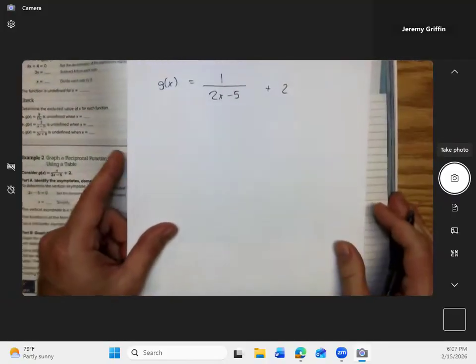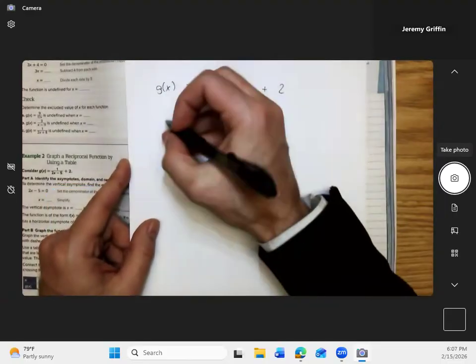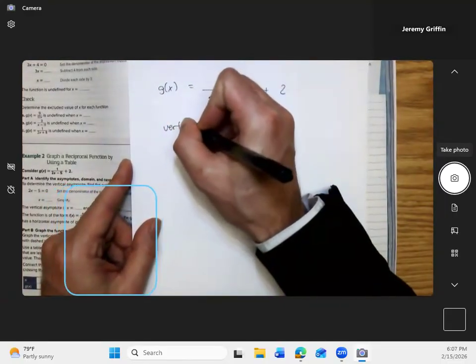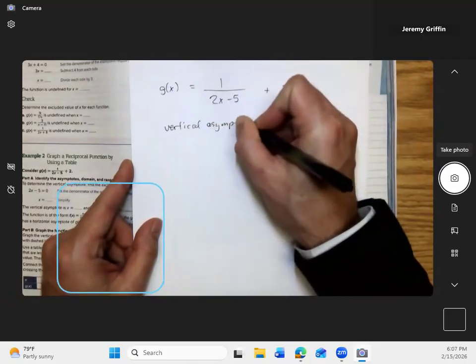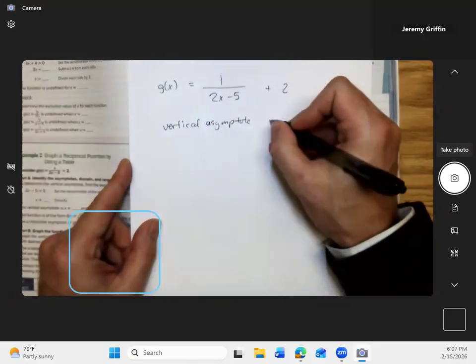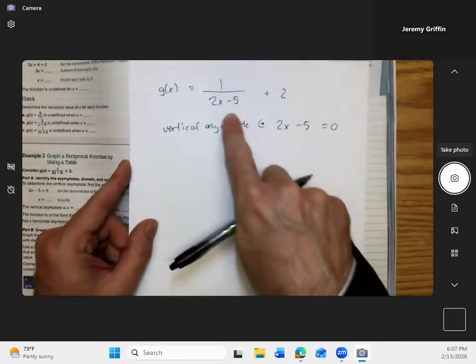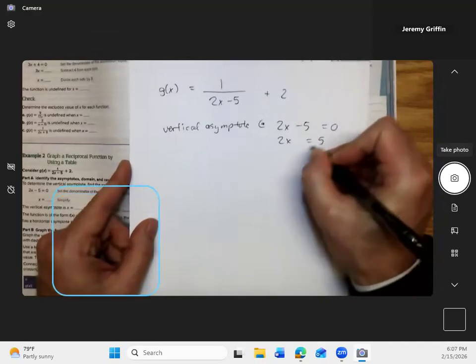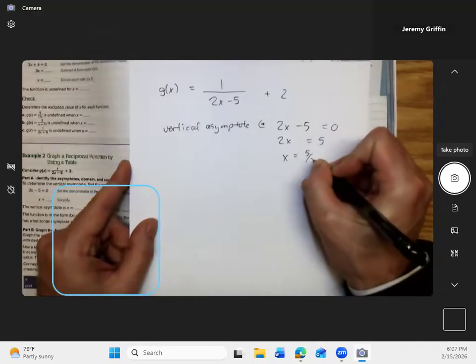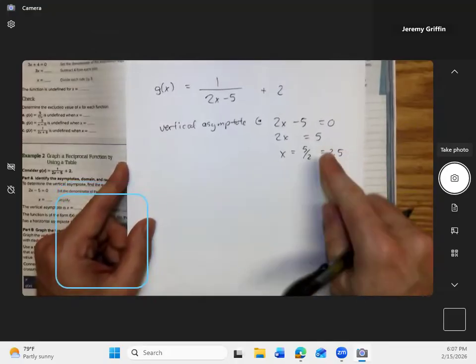Well, I still want to figure out where the asymptotes are. So let me go ahead and do that. So I'll say vertical asymptote where 2x minus 5 is equal to 0, because then you would be dividing by 0. So 2x would be 5, or x would be 5 over 2, which is 2.5. So that's going to be my vertical asymptote.